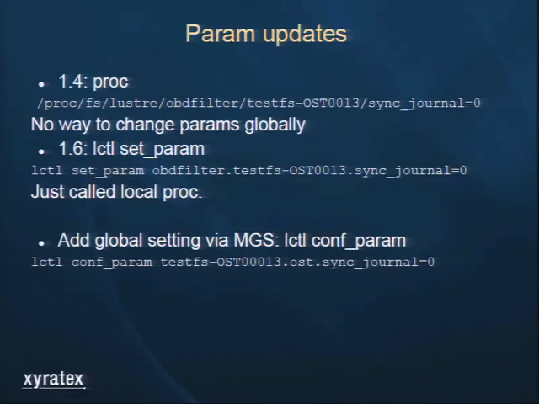Let's talk specifically about parameter updates. With 1.4 and previous, you would change proc files on an individual case-by-case basis. There wasn't a way to generally set these things. So with 1.6, we actually wrapped that same proc file configuration syntax with an L-control set_param command. And I'll get into the reasons why we did this in a minute. And then we added a way to set those parameters permanently using L-control conf_param. What L-control conf_param does is add these lines to those same log files that we were talking about before.